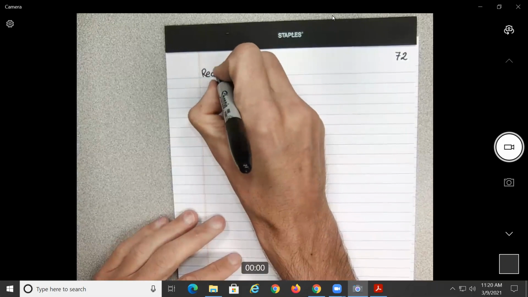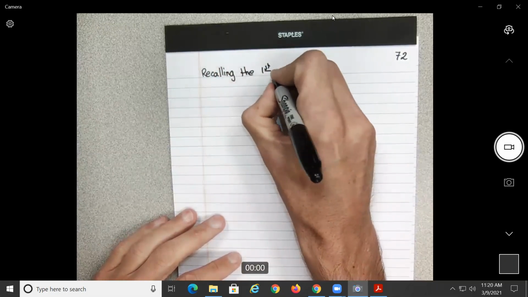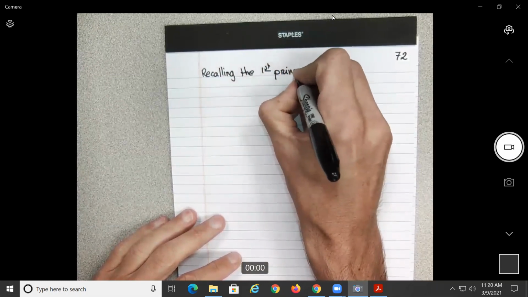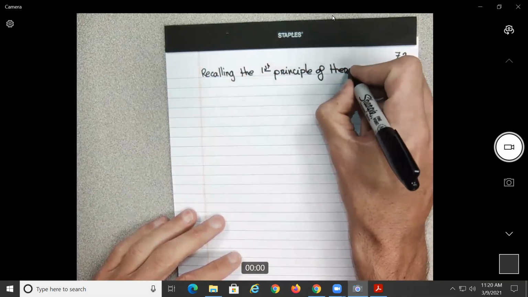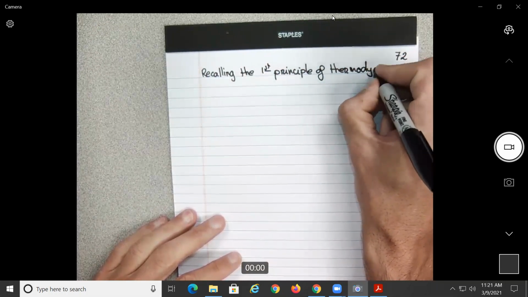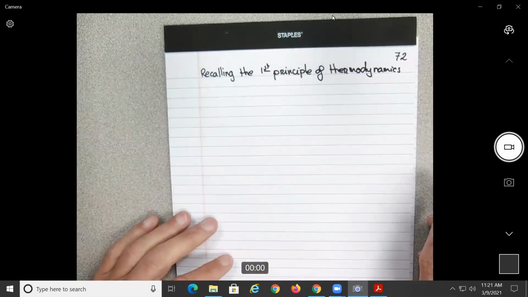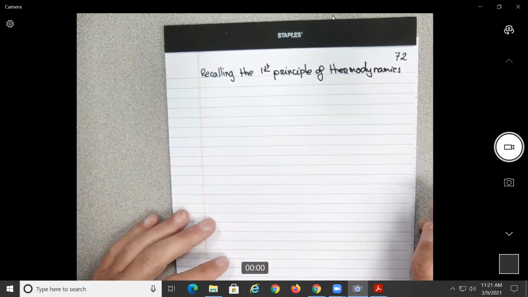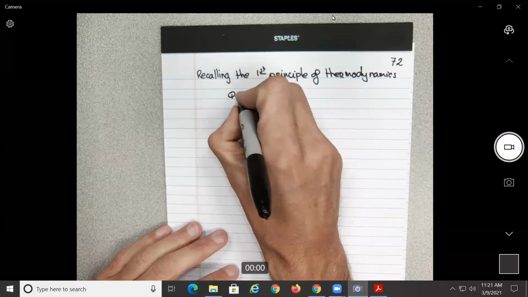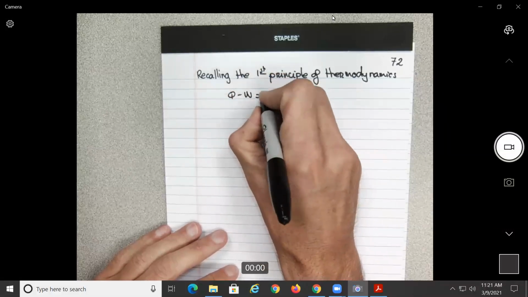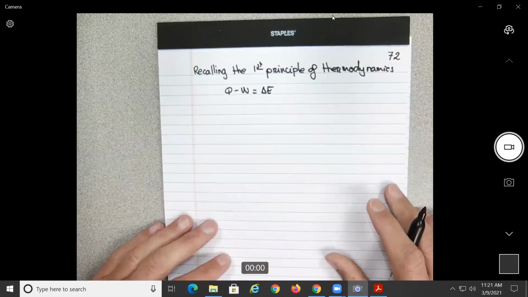So recalling the first principle of thermodynamics. Okay, what is it? Heat minus work is equal to the change in energy.